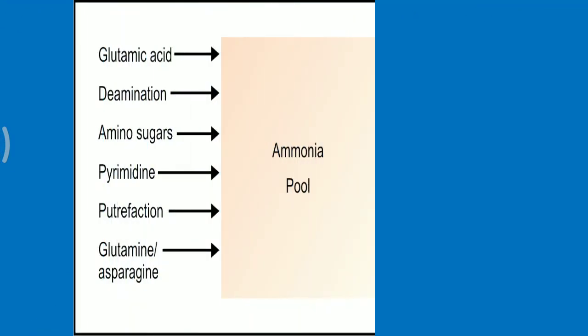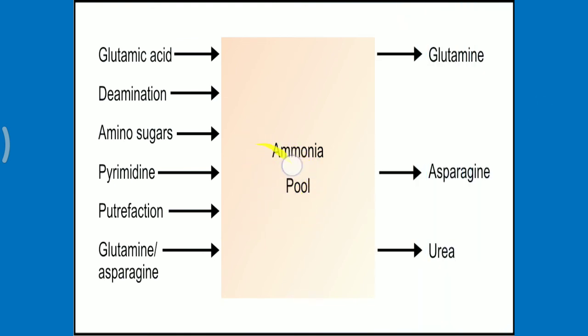Further, glutamic acid deamination reactions, amino sugars, pyrimidines, putrefaction in the intestinal tract, glutamine and asparagine are all mostly providing ammonia and making the ammonia pool. This ammonia generally reacts with glutamic acid to make glutamine. In the same way, it reacts with aspartic acid to make asparagine. The most common disposal of this ammonia is in the form of urea, to be excreted in the urine.